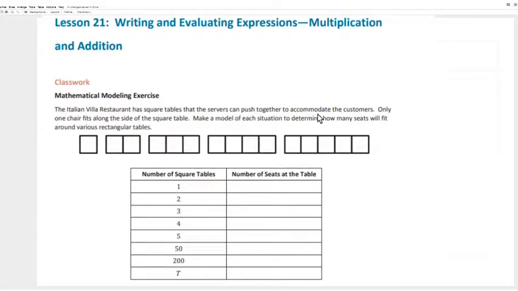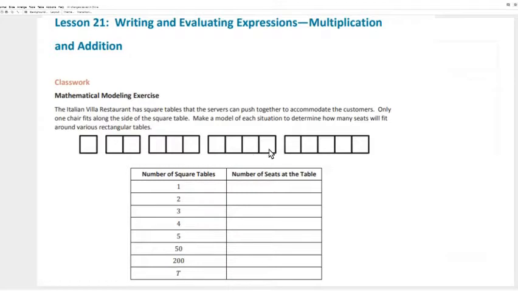can push together to accommodate the customers. Only one chair fits along the side of each square table. So if we look here, here's our first square table. Only one chair fits on each side. Make a model for each situation to determine how many seats will fit around various rectangular tables.